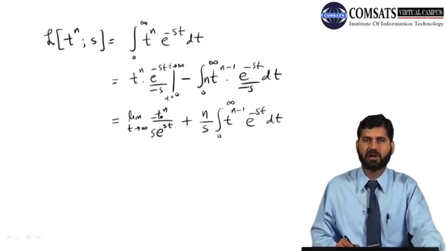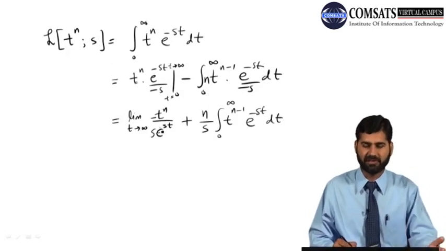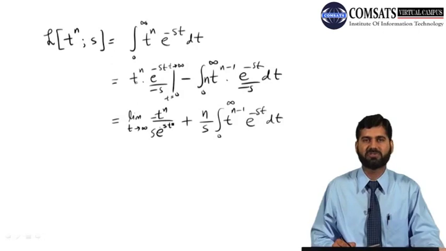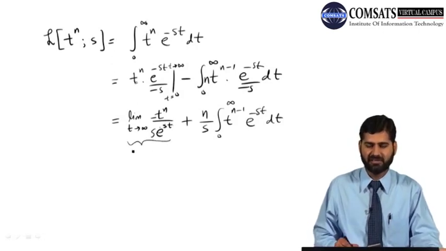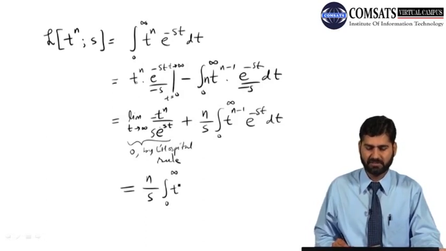Here, if you use L'Hopital's rule, this limit is the same as the derivative of the top over the derivative of the bottom. You know that e^(st) will have the derivative s e^(st), so this is not going anywhere. After n derivatives, this will still be e^(st), and the top will become a constant. So again, a constant divided by e^(st) as t goes to infinity will make it 0. All right, so this is 0 by L'Hopital's rule. So this is n by s times the integral from 0 to infinity.